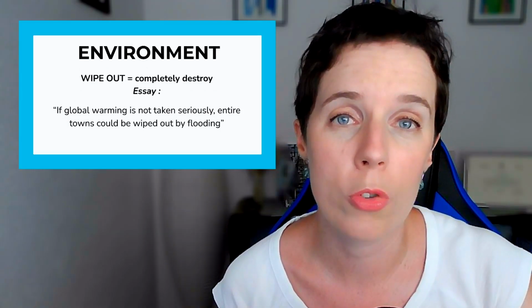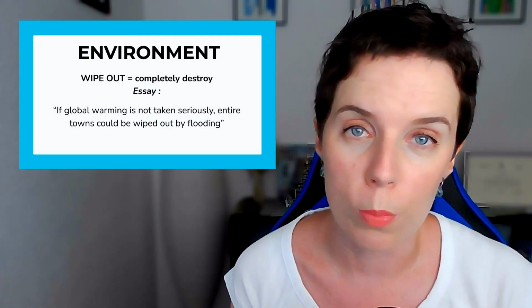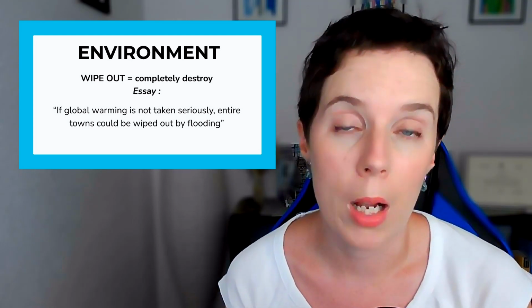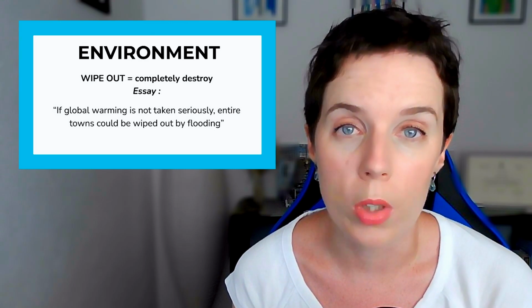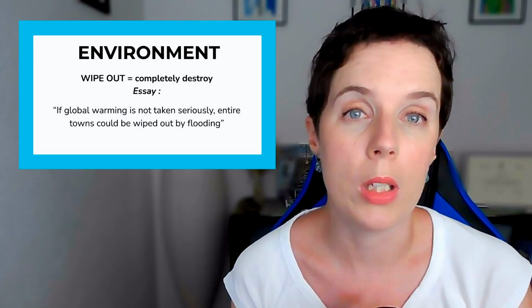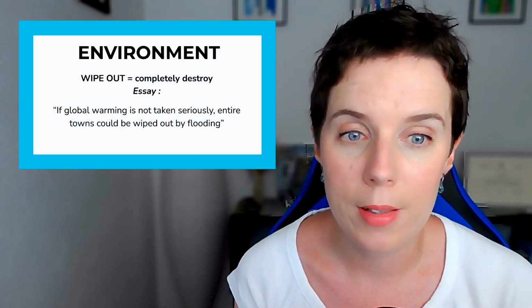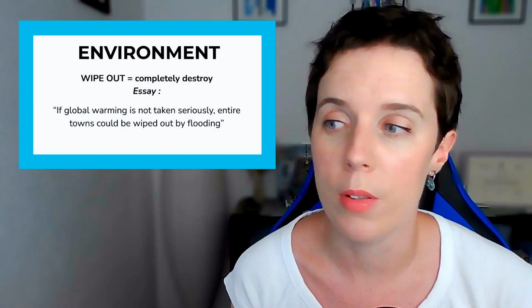All right, so our final topic then is the environment. Again, super common in your B2 exam. Our first phrasal verb is to wipe out something, which means that you completely destroy something. It could be a species of animal, it could be an area of land. That's how we often use it when we're talking about the environment.